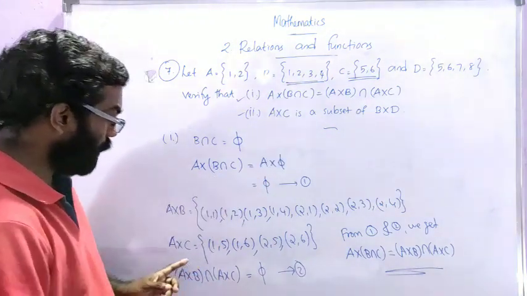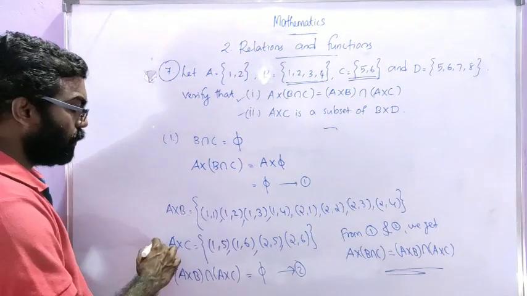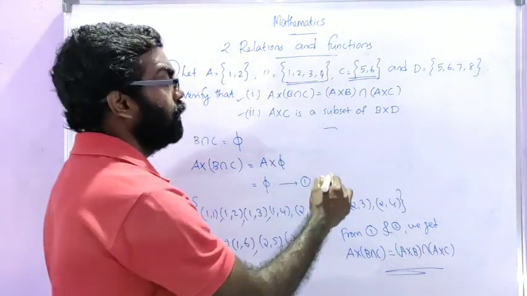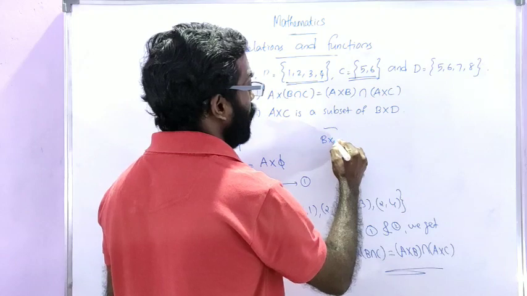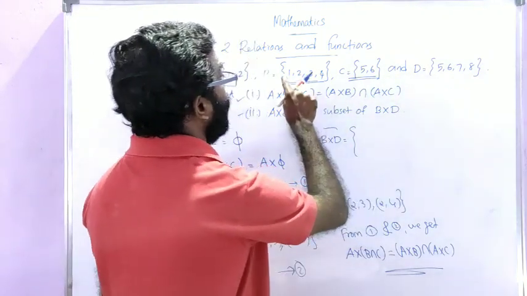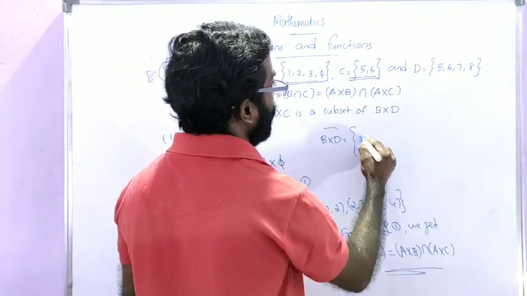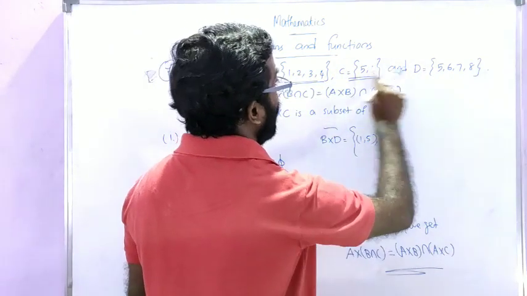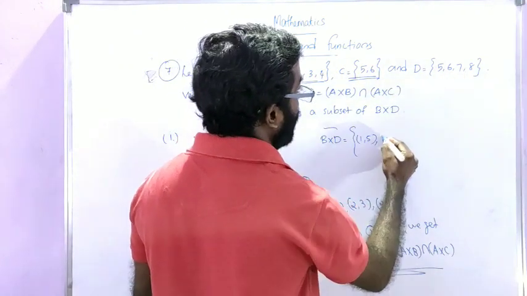A × C we have already written. So we have to write B × D. Here B × D is equal to, take the sets B and D: (1,5), (1,6), (1,7), (1,8).